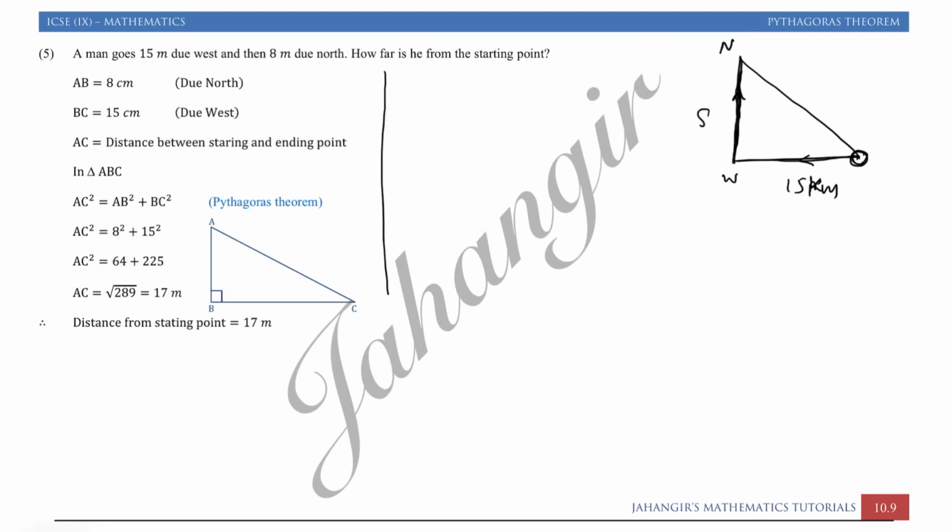So let 8 meter. Sorry, it's not kilometer. It's meter. The first man goes 15 meter due west and then it goes to the north. So this diagram to the left represents a right angle triangle. So here we can say A and C is the distance between the starting and the ending point. So I can write west direction is AB according to this diagram I am doing.